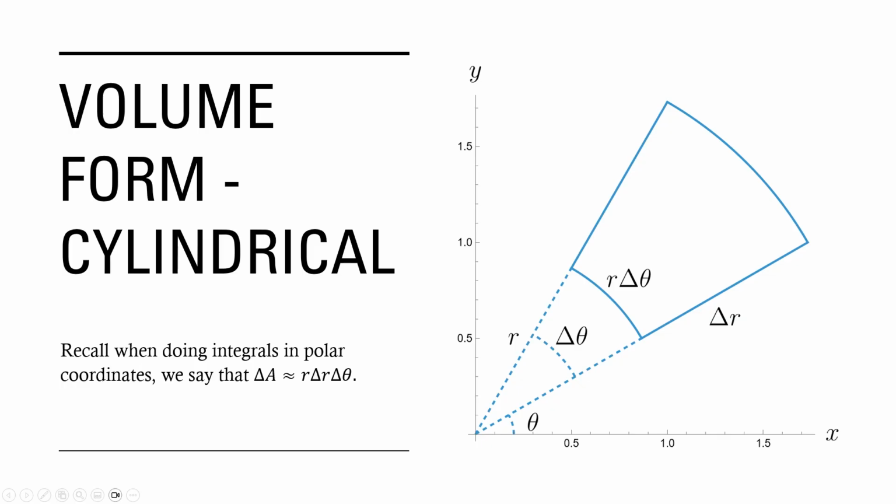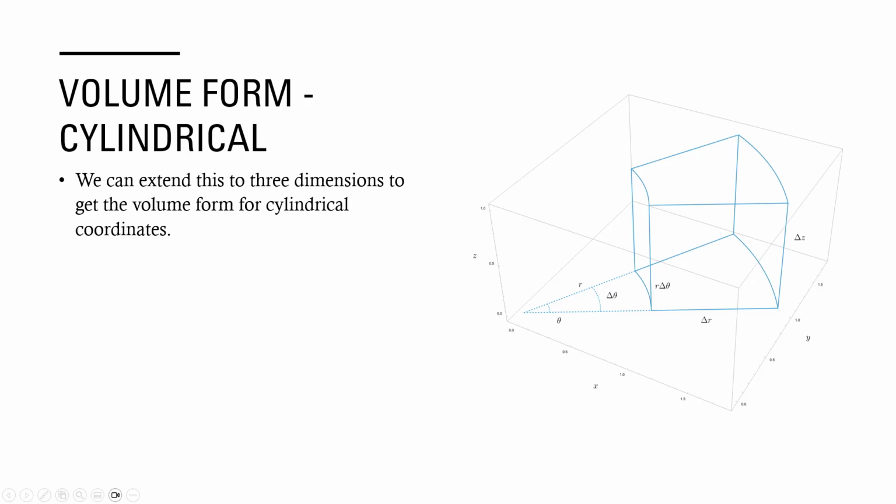So now let's use this to do the volume form for cylindrical coordinates. Here, we still have this r delta theta like we had before, and the delta r here. But now we want to go up a height of delta z. So before this area was approximately r delta theta delta r, then the volume of this box should be approximately the area here times delta z. So my delta V, the little change in volume, should be r delta theta, delta r, delta z, and then of course we can change the order of those.